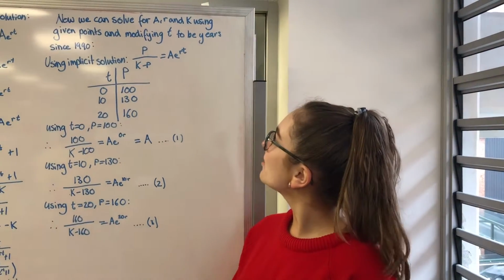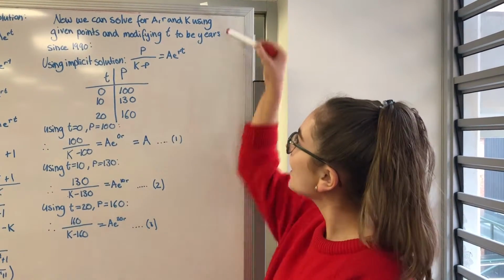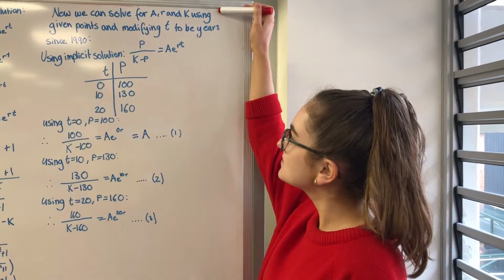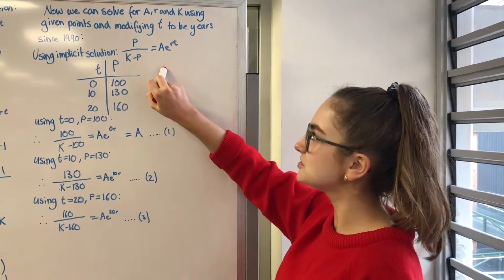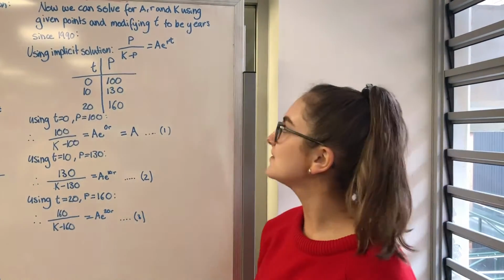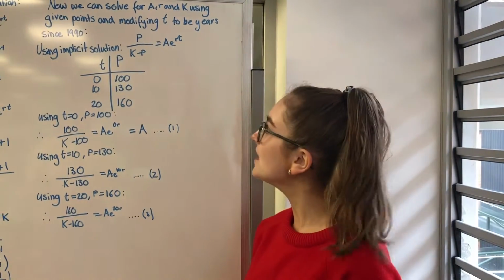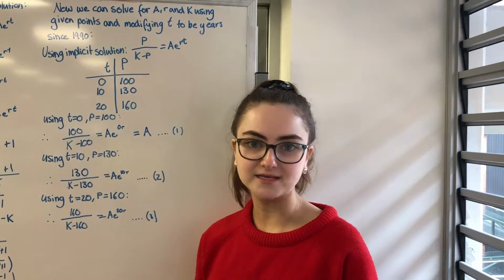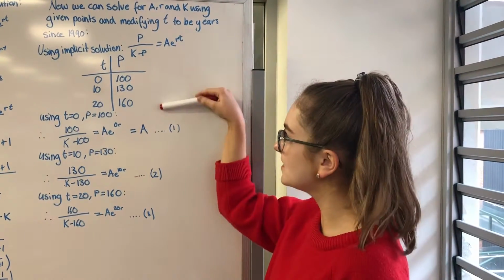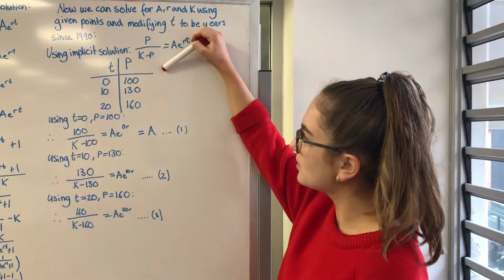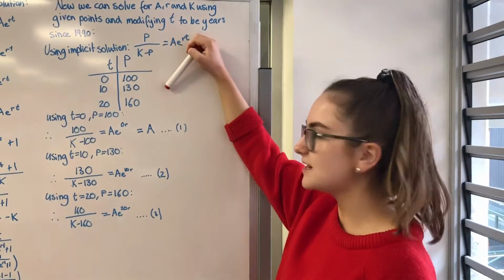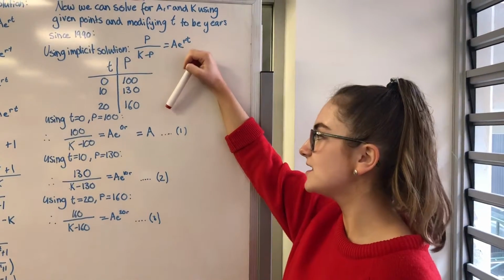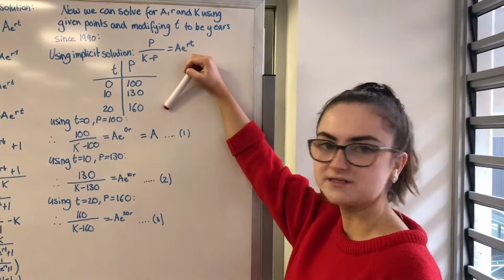Okay, so now we can solve for the values of a, r and k using the given points and the implicit solution p over k take p equals a e to the rt. And we'll be saying that t will be the year since 1990. So this gives us the values here, where t equals 0 equals population 100, t equals 10 is population 130, and t equals 20 equals a population of 160.